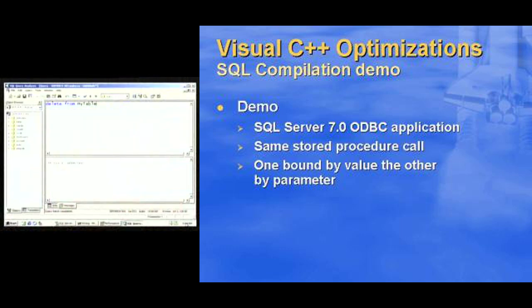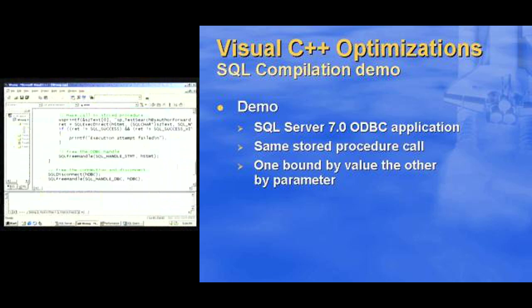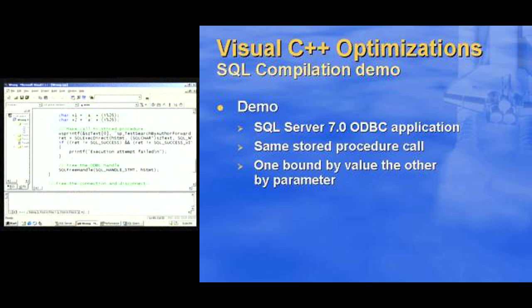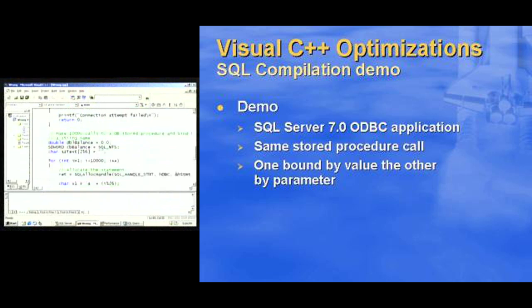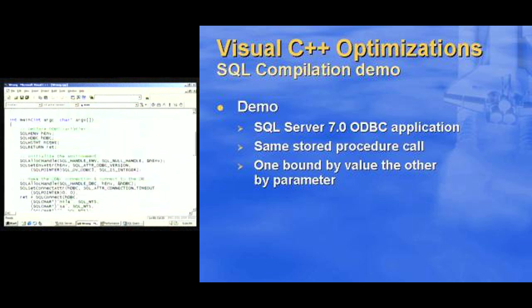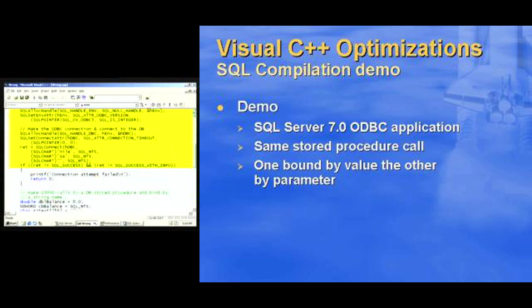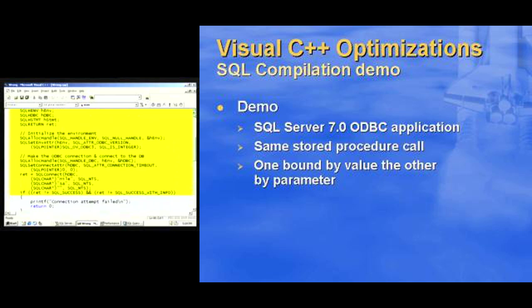Okay. Let me set up a few things here. So what I have up here is an app called Wrong. Let me show you what's going on. It's an ODBC app. The first several lines are pretty much just hooking up to the database, allocating all the handles, and connecting to a local database where the DSN is called Nile.